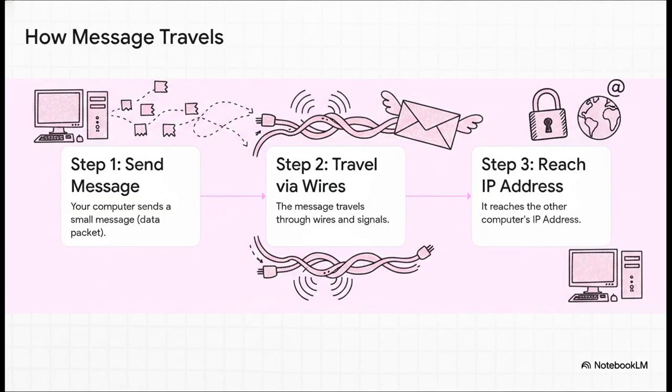So, how does a message get from you to, say, a website server in an instant? Well, it's a super fast three-step process. First, your computer breaks the message up into tiny little pieces called data packets. Then, those packets just zoom through the network of wires and wireless signals. And finally, they all arrive at the correct IP address and get put back together in the right order. It's incredible, and it happens in a fraction of a second.